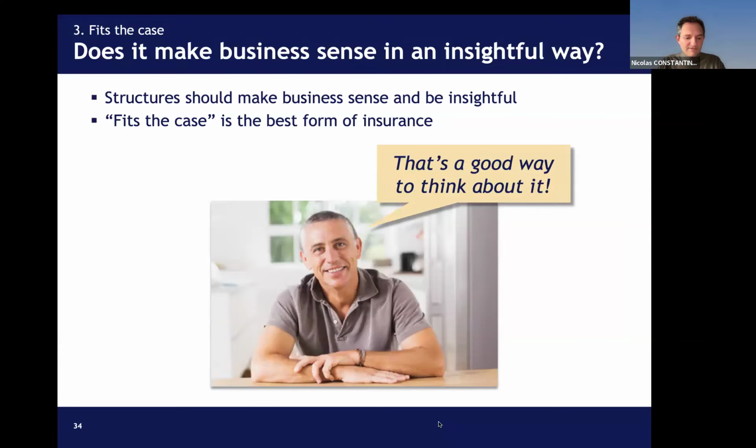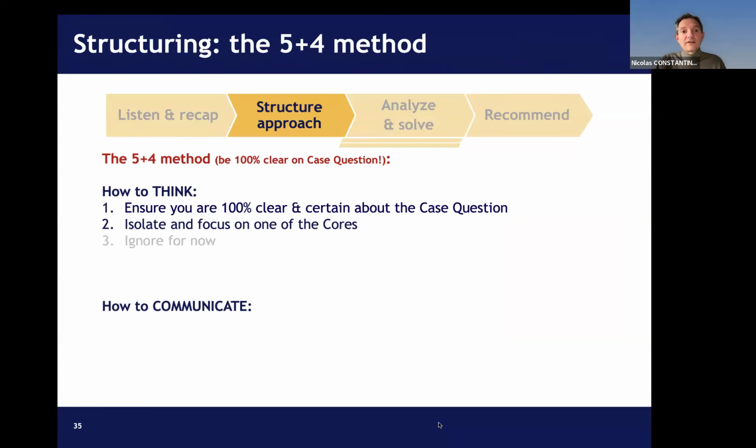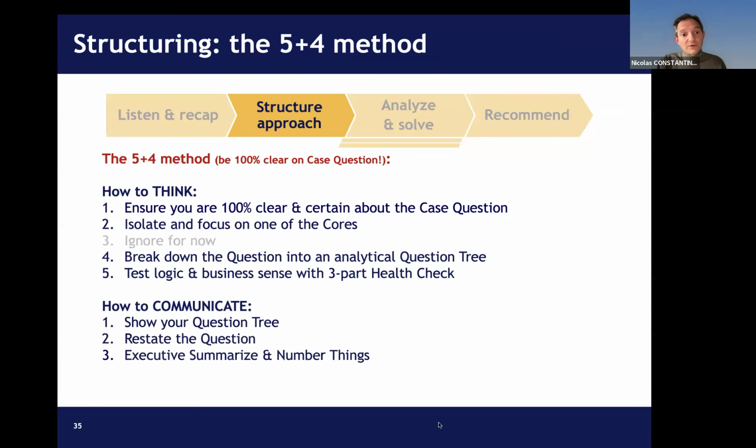So if I recap our structuring, how to think: we want to ensure that we're 100% clear and certain about the case question. Then we isolate and focus on one of the cores. We break down, ignore step 3 for now. We break down the question into an analytical question tree, and we test it with the 3-part health check. And then how we communicate: we show the question tree, we restate the question, we executive summarize a number of things. And then once we've done presenting our structure, we suggest where to start based on the highest impact.